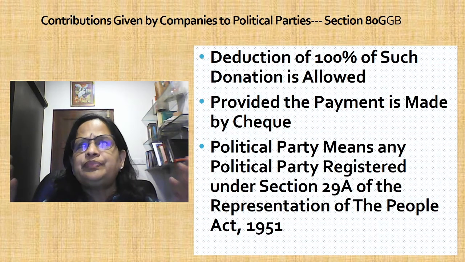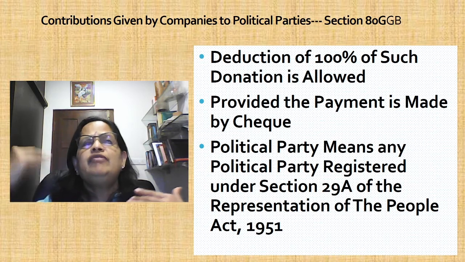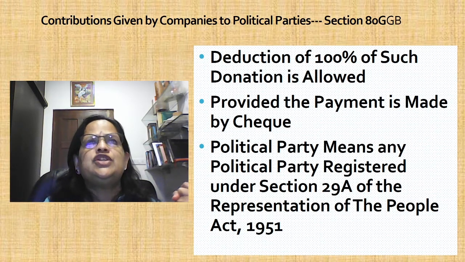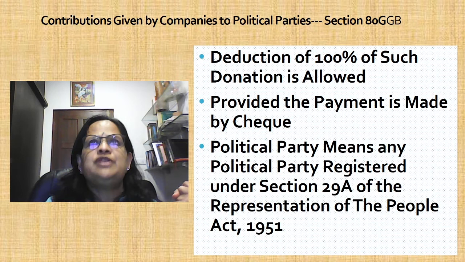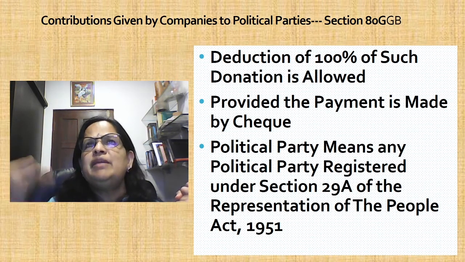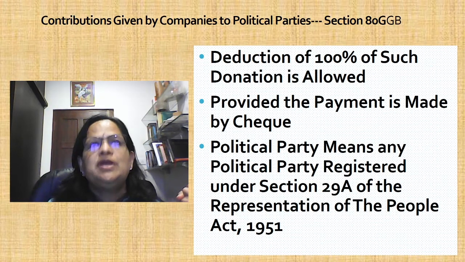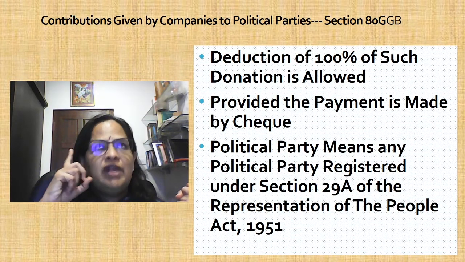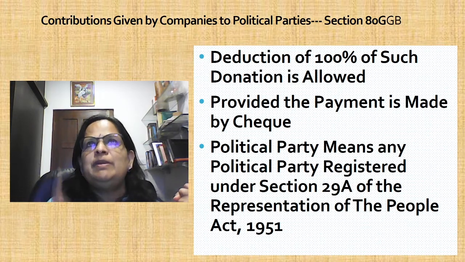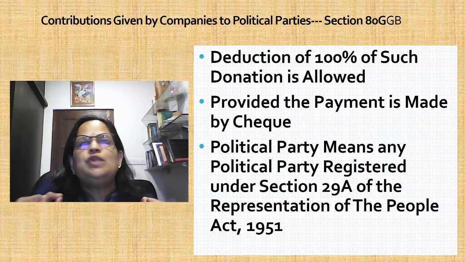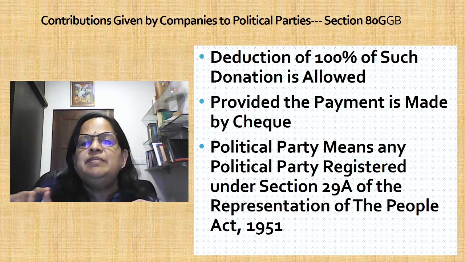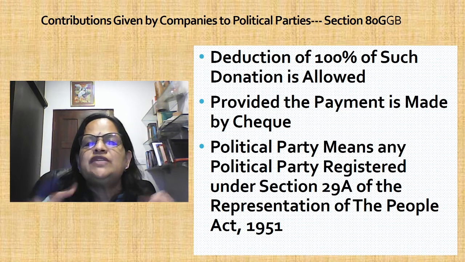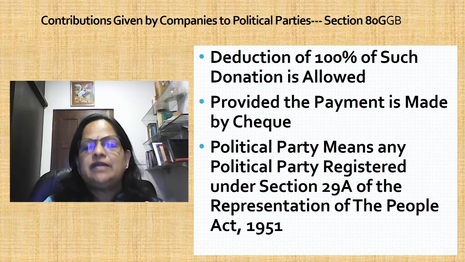At the same time, if companies are giving any political donation to the parties, especially at the time of election, they will request that. Whatever contribution they make by cheque, they are eligible to get this exemption. That also is 100%. Remember one thing: if you make a cash payment, you are not eligible to get this exemption. So for contributions given by companies to political parties, under section 80GGB, deduction of 100% of such donation, the full value, is allowed, provided the payment is made by cheque.